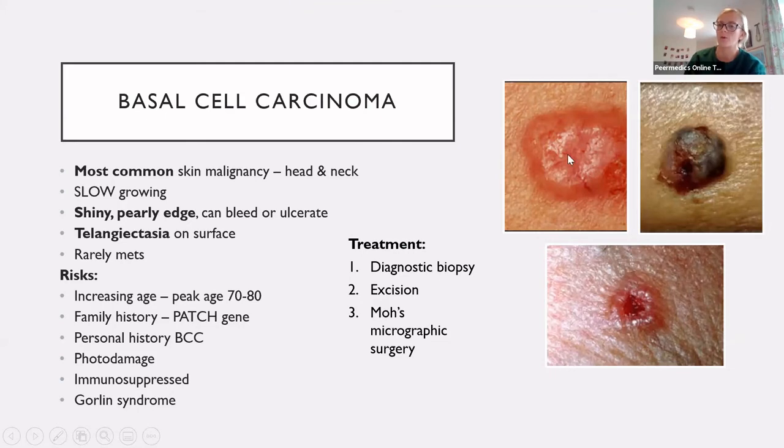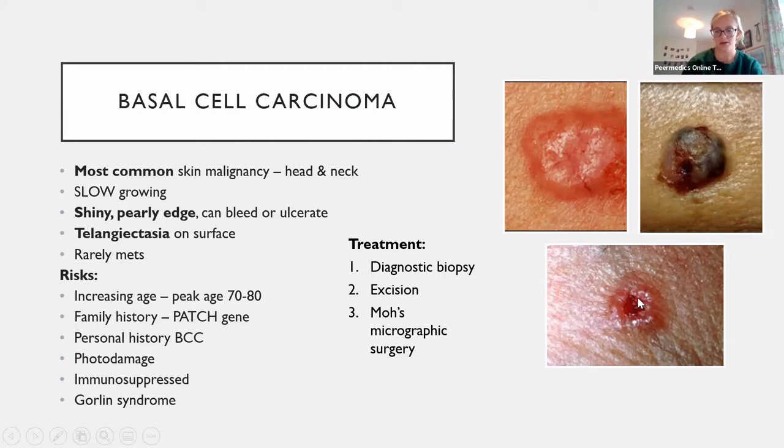So this top left picture is a good example of that. You can see the shine, pearly, with this telangiectasia on it, that's really commonly seen. It rarely metastasizes, as I say, it's really slow growing, so it's not a 2-week wait referral. So it's the only one of these that's not urgent, it would just be a routine outpatient appointment for dermatology to get it checked out.